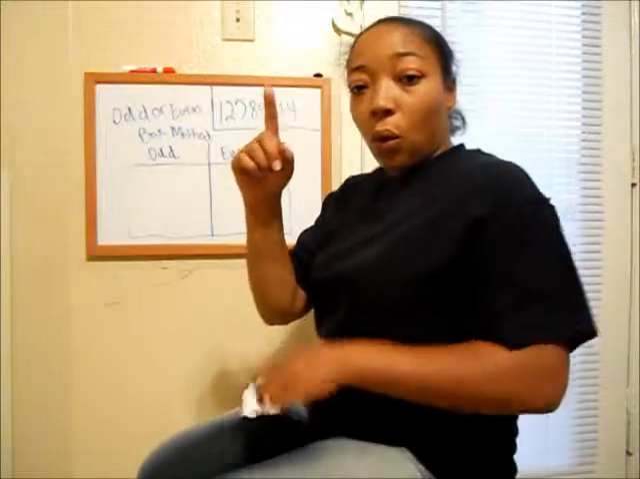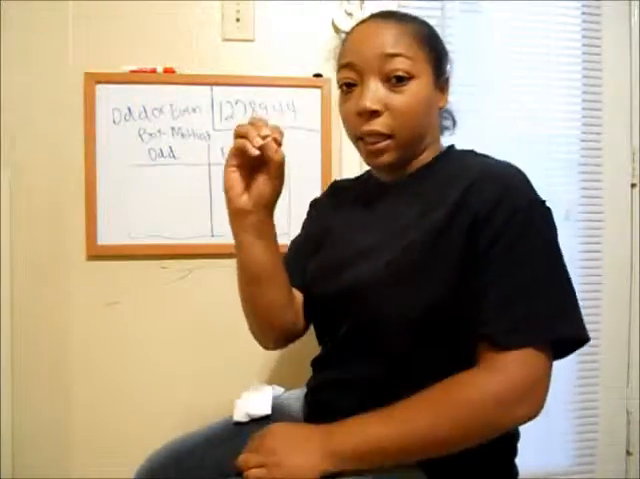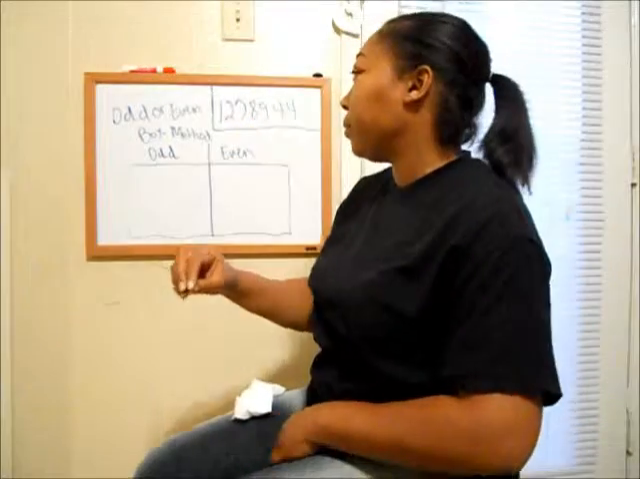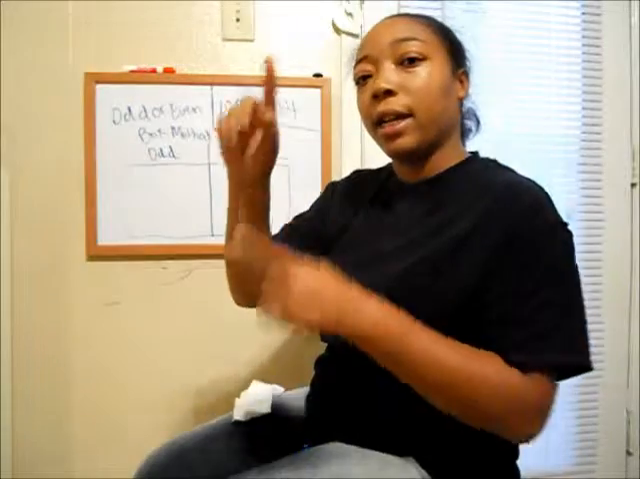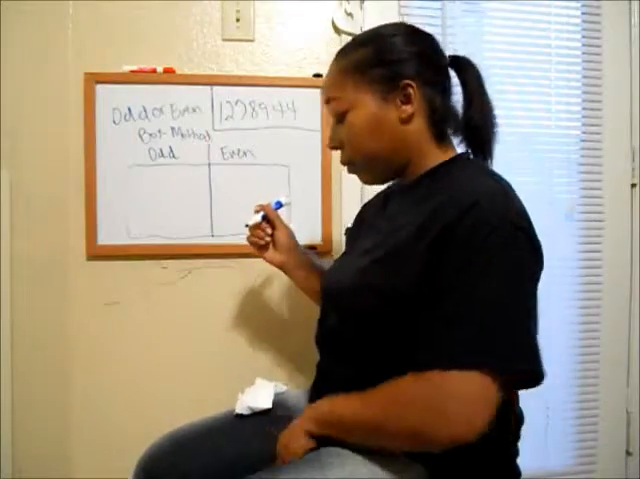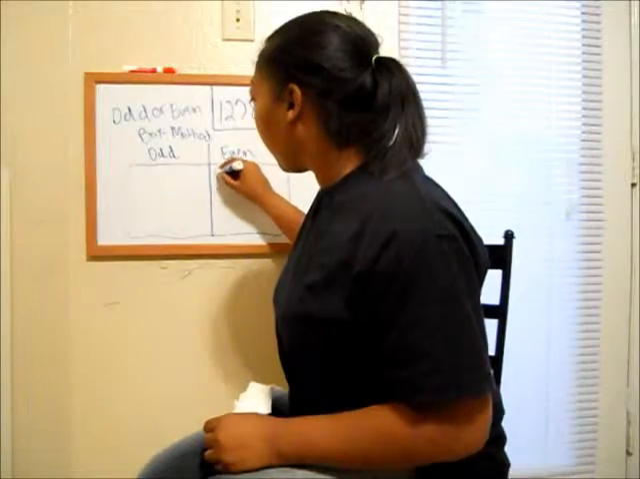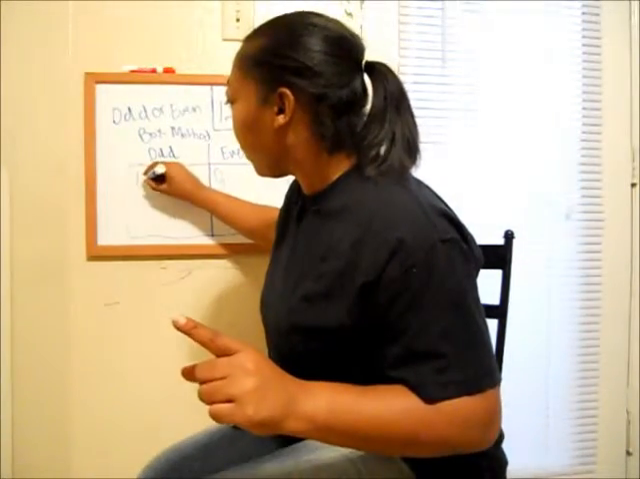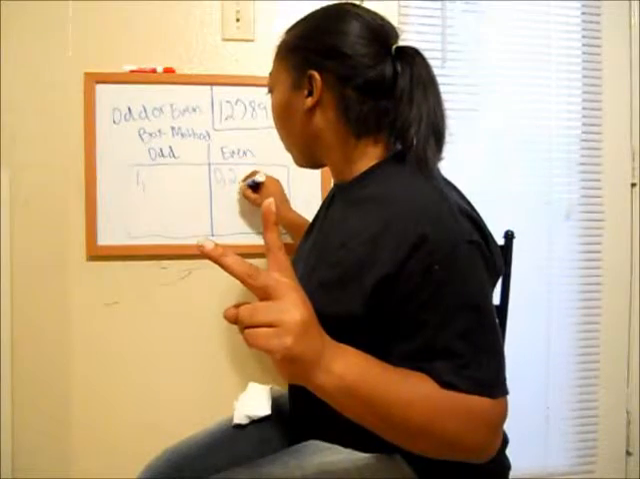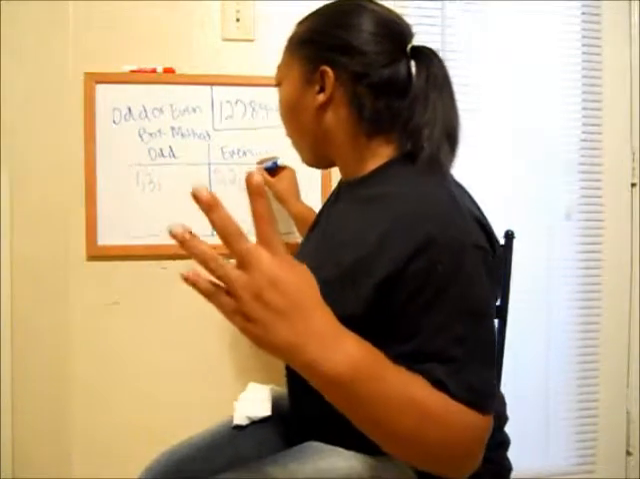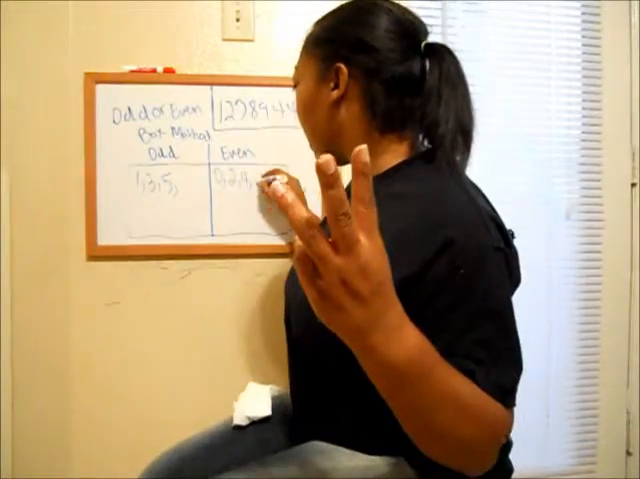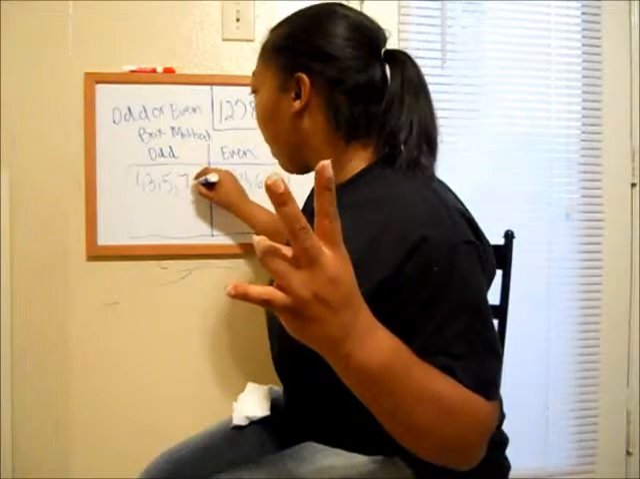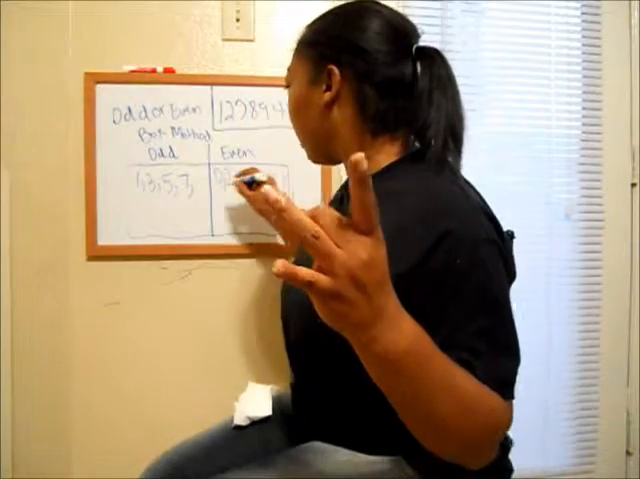Okay. What we will do is start with 0. You start and you put 0 in the even box. And you count to 9. So, 0, 1, 2, 3, 4, 5, 6, 7, 8, 9.